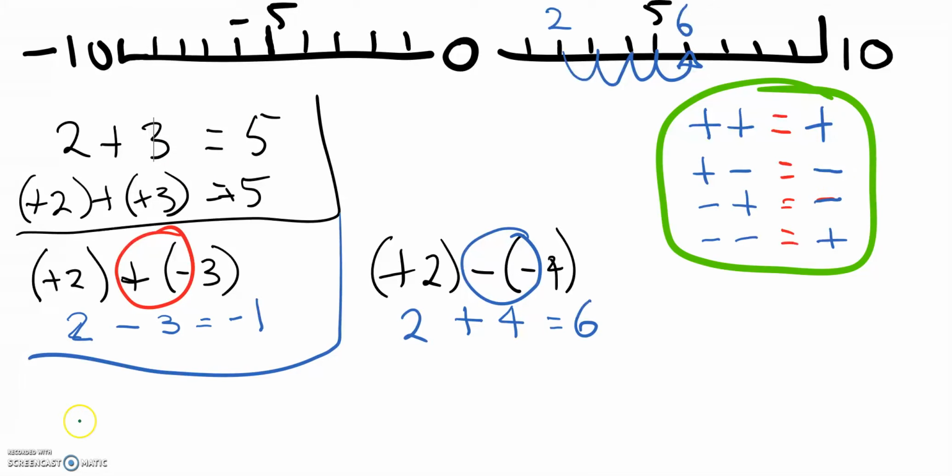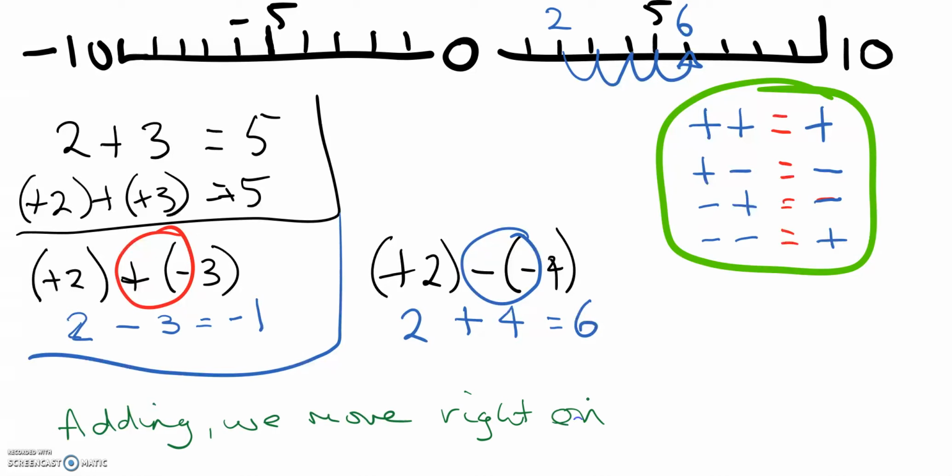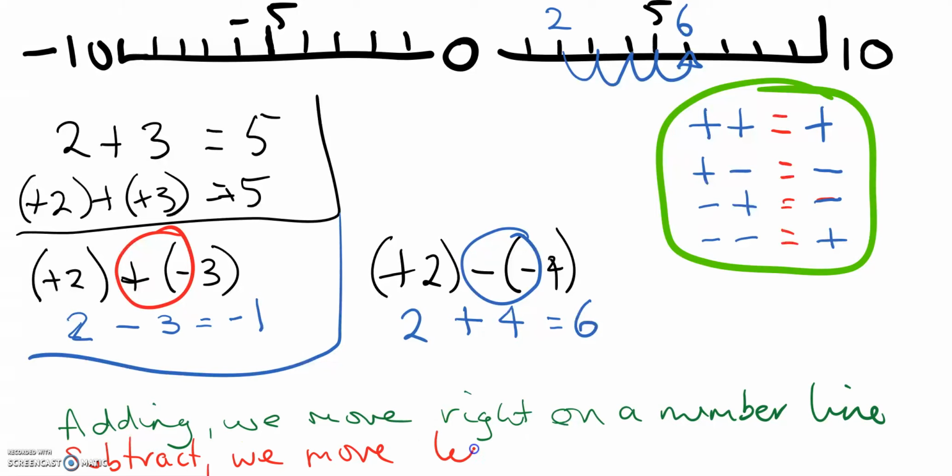So adding, we move right on a number line. Conversely, when we subtract, we need to make sure we're moving left on a number line.